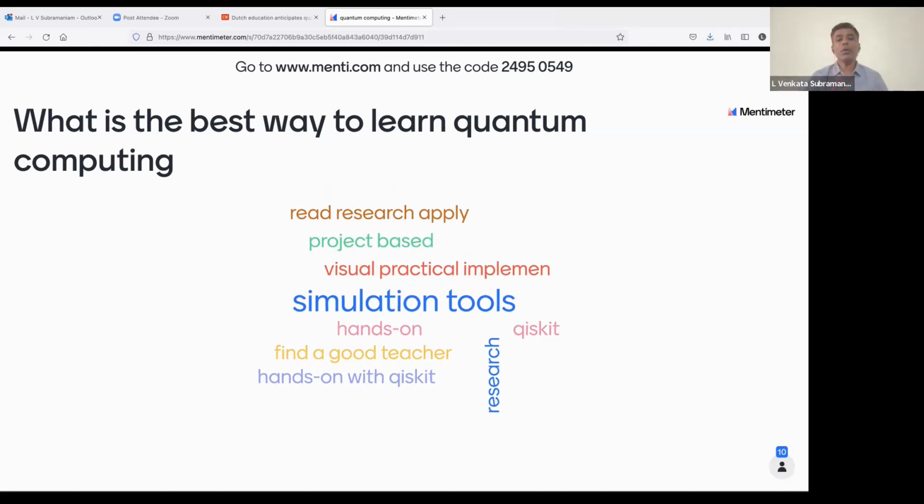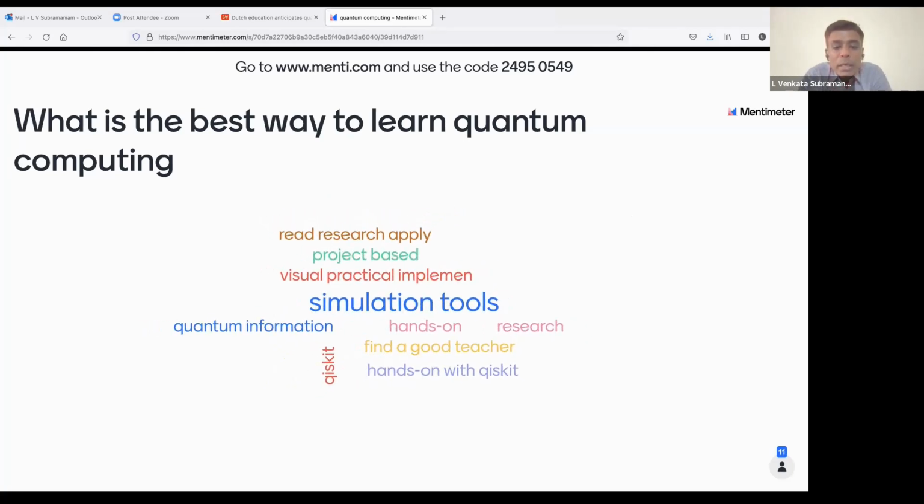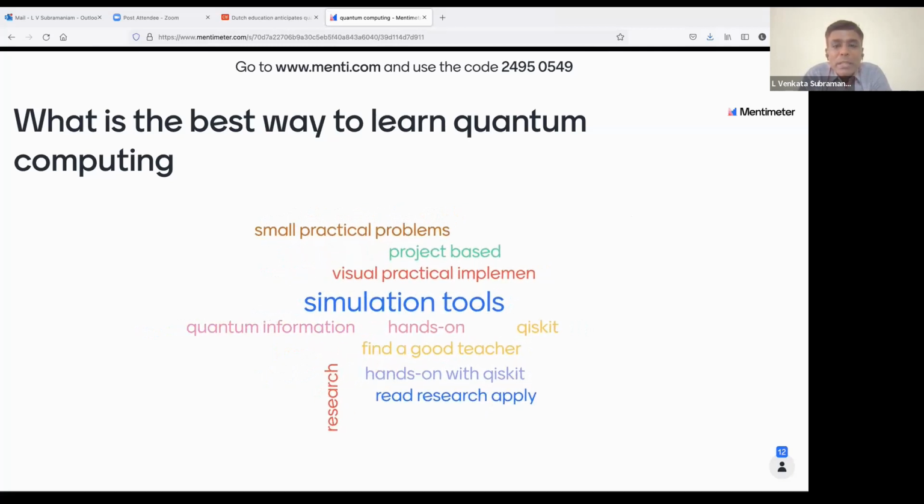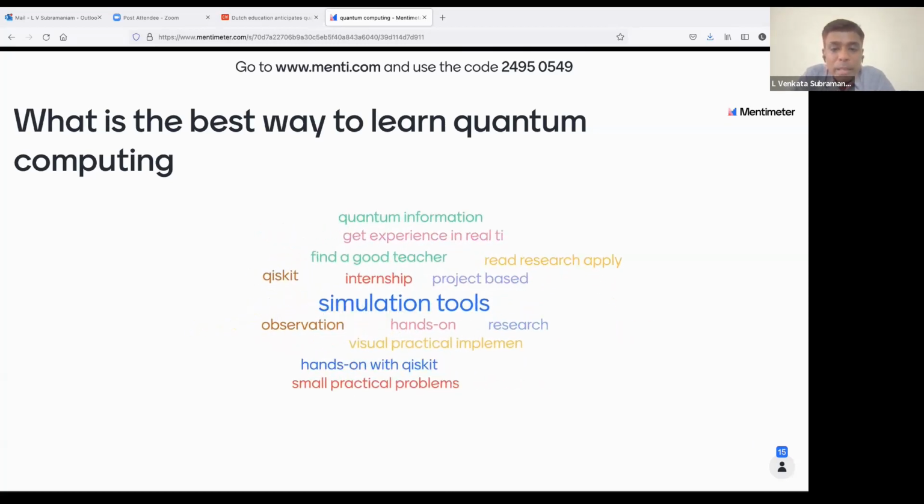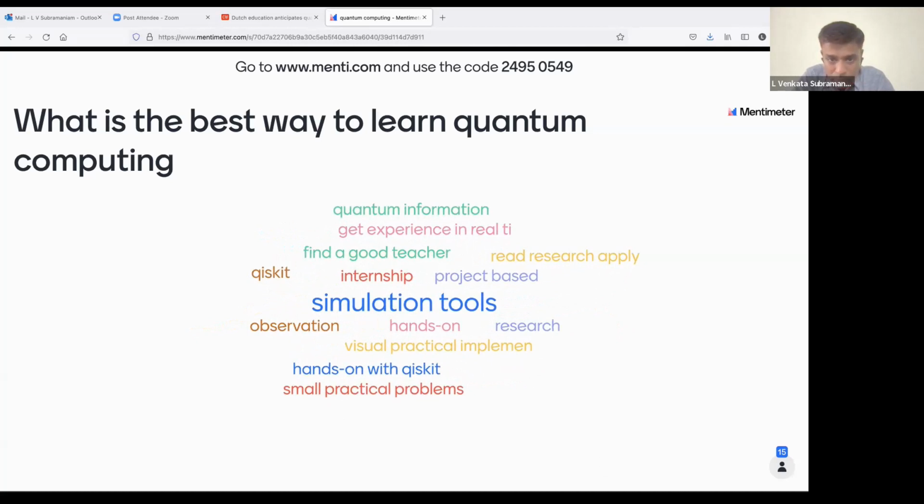Okay, so I see that a lot of you are already experts at some of this, right? So you seem to know what is the way for you to learn this. How do you gather information? How do you actually start using that information? And how do you do projects? And what do you do with this, right? So very, very good, so I see that you are already on a good path. And okay, get experience in real small practical problems. Okay, very good.